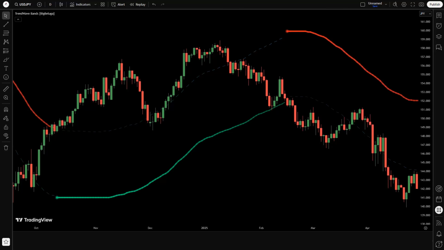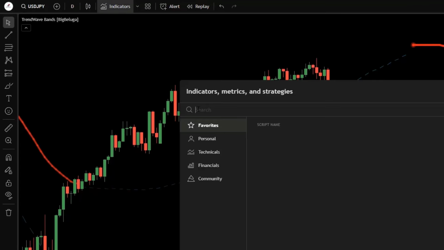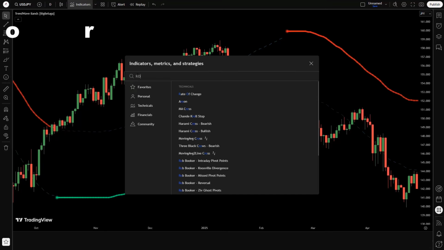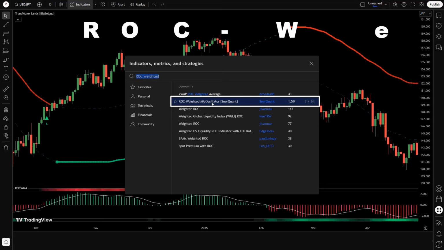Now let's add a second indicator to the chart so that this strategy is more profitable. Let's click on the TradingView indicator. Search here, ROC weighted MA oscillator. We will add this indicator on the chart.